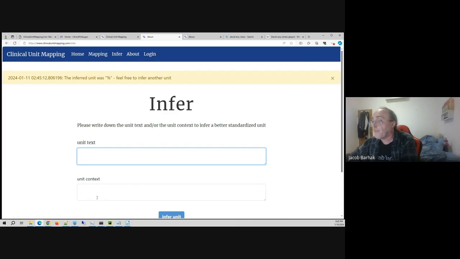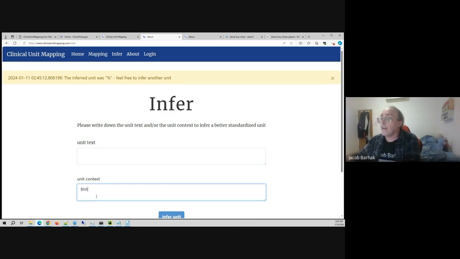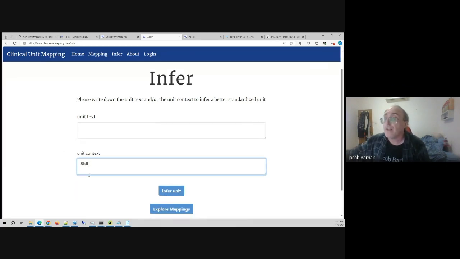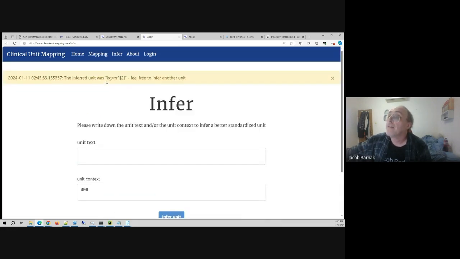But if you want something simple, like here, BMI is the context, it's not the unit. I'm asking it, what's the unit of BMI? The body mass index. And it does give me the correct unit for BMI. In the standard form I chose, later on we can choose different standard forms and teach them, but the system already knows things. And this is the level of development currently.